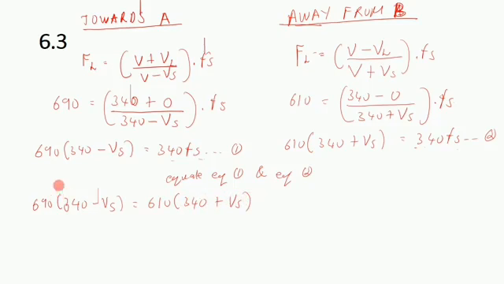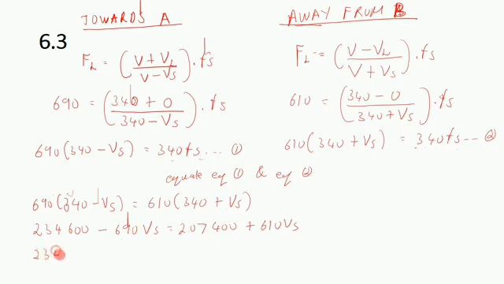Then obviously you have to do the math here. Multiply inside the brackets with 690. So we'll have 234,600, and then minus 690 Vs, and then here when we multiply the 610 into the bracket, we will have 207,400, and then plus 610 Vs. At this point, we can just take the Vs to one side. So take this negative 690 Vs to the right hand side and take this 207,400 to the left hand side.